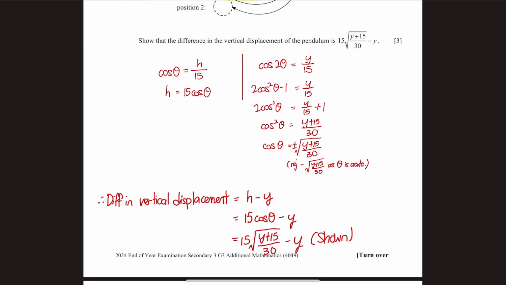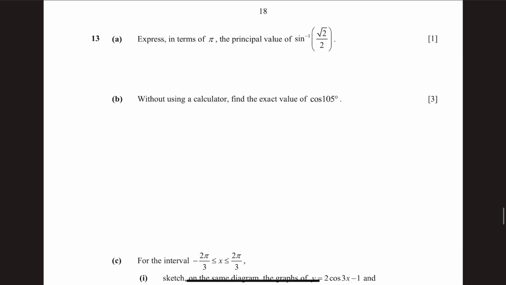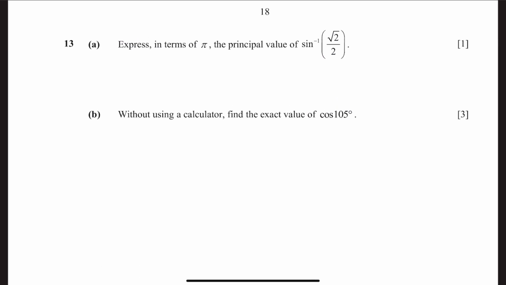Alright. Next, let's move on to question number 13. Express in terms of pi the principal value of this. Remember, principal value means the value a calculator will give you when you press it in your calculator. So if you press this value in the calculator, you will actually get, in this case here, 45 degrees. And for 45 degrees, this can be represented as pi over 4.